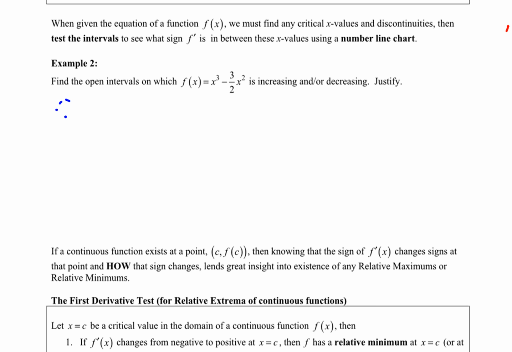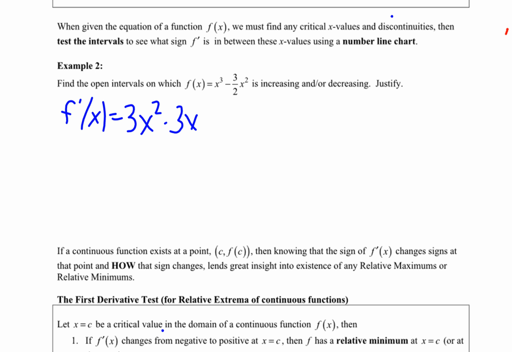So let's find them. All right, let's hope this pen works a little better. All right, f of x is this. Oh, that looks awful. Let's try again. Oh, wow, look, that magically appeared.